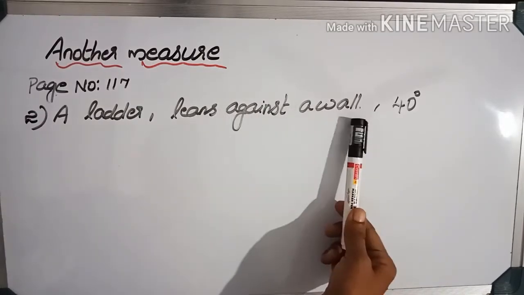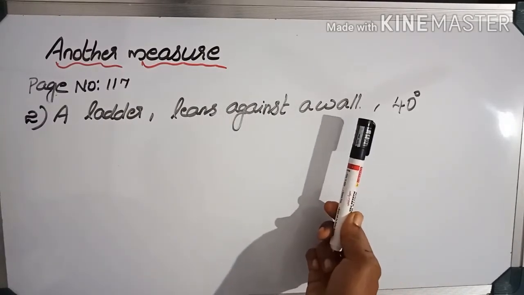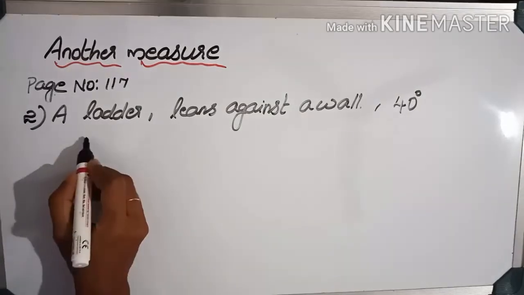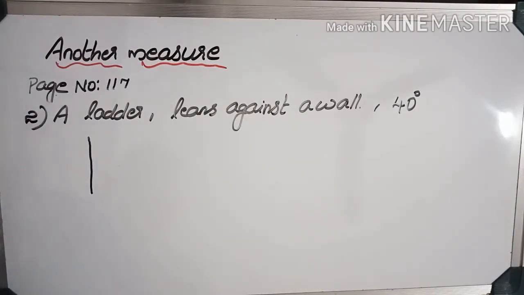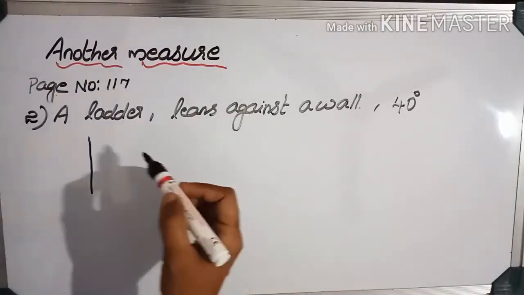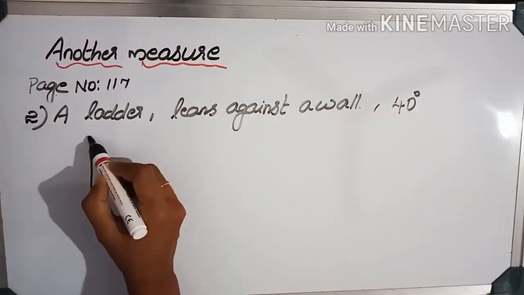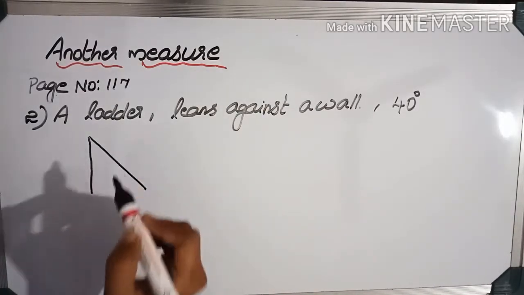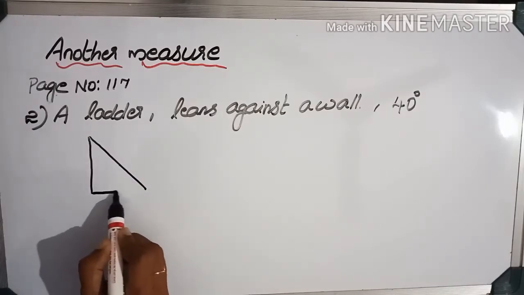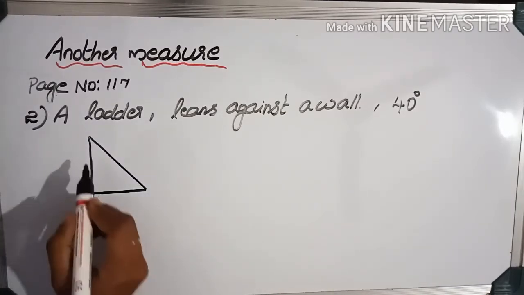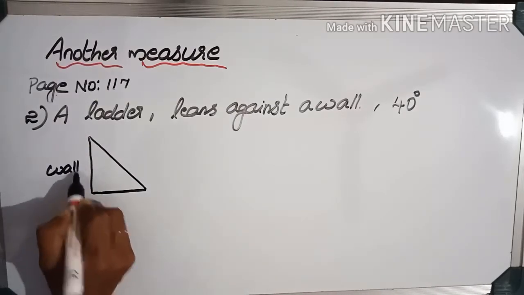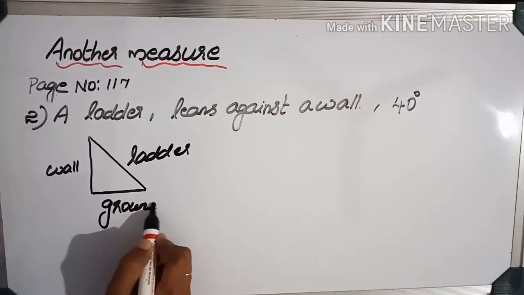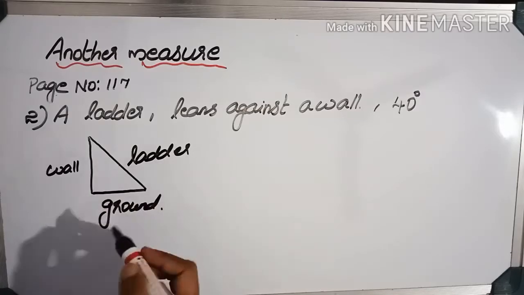So a wall we need. Always the wall will be like a perpendicular line, we know. So let's start from wall. Always wall will be like this. Next, ladder. Ladder leans against a wall, that means leans we can draw like this. Now we need ground. This ladder leans against ground. So this is the ground portion. So this is wall here, ladder here, then this is ground. So this is the rough figure. No need to write this, I just write to understand.